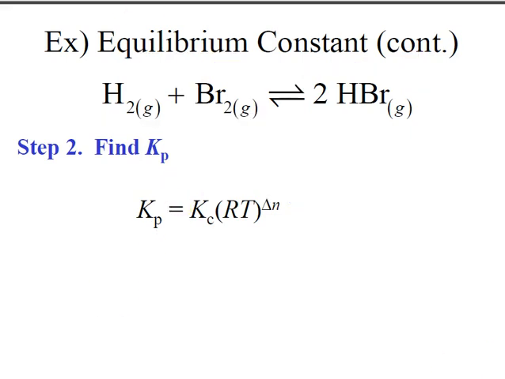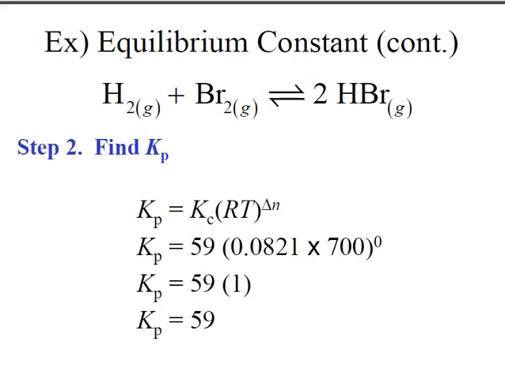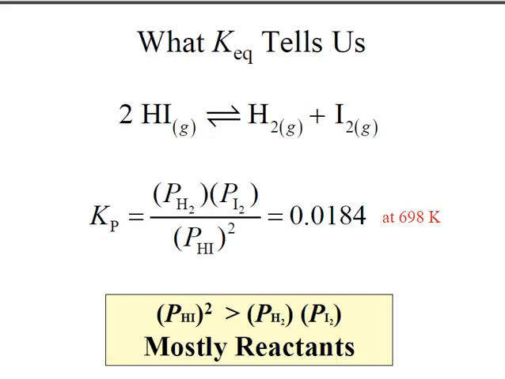Alright, so we'll use that to calculate Kp. So we plug in our numbers. Anything raised to the 0 is 1, so that RT raised to the 0 turns out to be 1. So Kp also turns out to be 59. So this is a clue or a shortcut. Anytime your delta n is 0, so you have the same moles of gas on the reactant and product sides, your Kp will be equal to your Kc.